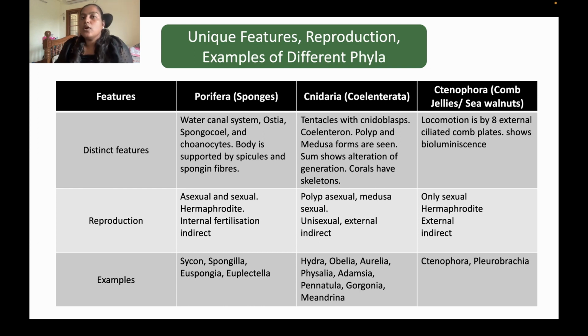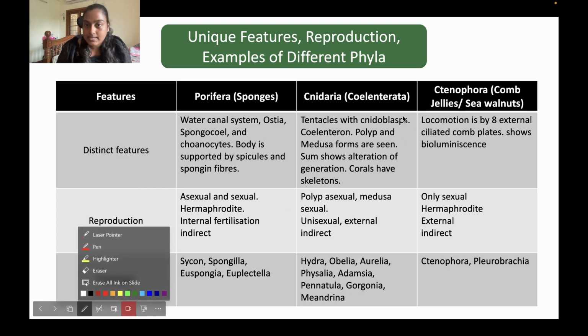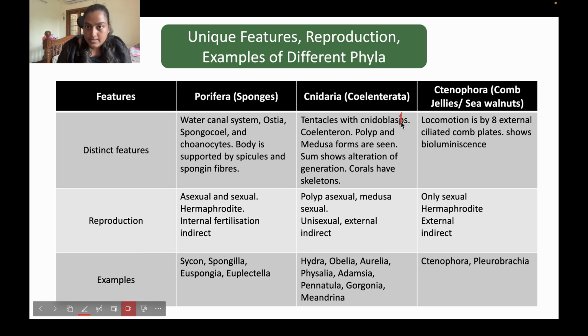Cnidarians can also be called coelenterata. They have tentacles with cnidoblasts. Sorry for the mistake there, it is blast, cnidoblast. The body cavity we call the coelenteron, and the forms are polyp and medusa. The cylinder and the umbrella forms are seen. Polyp is the asexual means of reproduction, medusa is the sexual means of reproduction. So this we call alternation of generation. Some show alternation of generation. And corals will also fall under cnidarians.